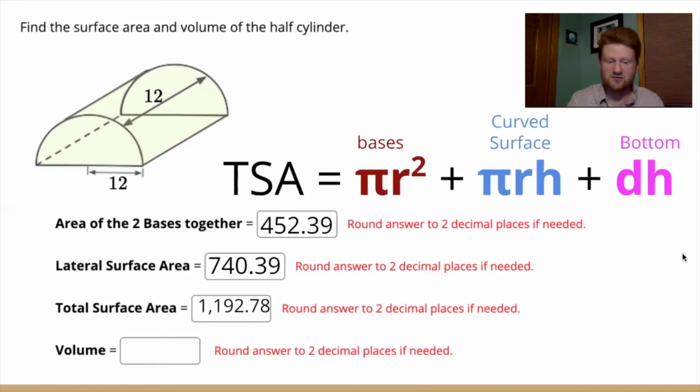So again, a reminder for the half cylinder, this total surface area, the basis is just pi r squared, the curved surface is pi r h, and the bottom is diameter times h. And again, for explanations of why, go back and watch the last part again if you need to do so.